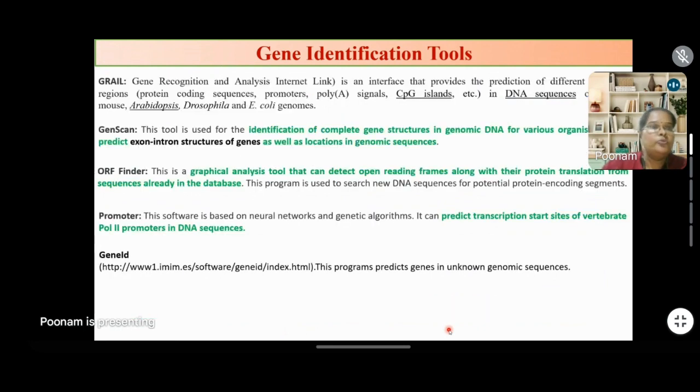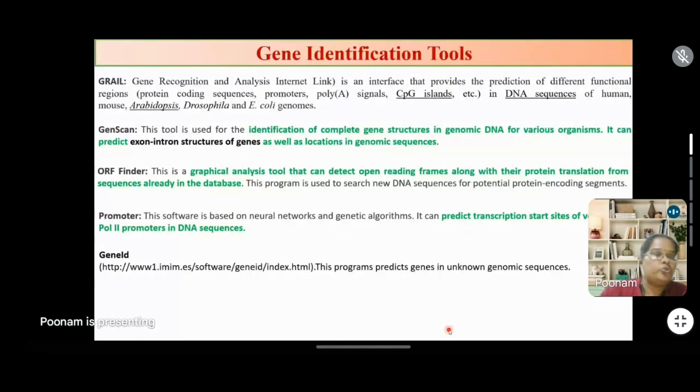These are some of the tools which can be used. I have limited these to three or four, or probably these five identification tools that are being shown here.